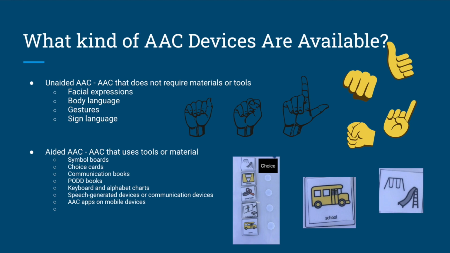What kinds of AAC devices are available? There are unaided AAC, and that just means that there are no materials required for it, such as facial expressions, body language, gestures, and sign language. And the other one is aided AAC, and that is the AAC that uses tools and materials such as symbol boards, choice cards, communication books, keyboard and alphabetic charts, speech-generated devices, or communication devices, and AAC apps on mobile devices. So that is anything that requires material is aided.